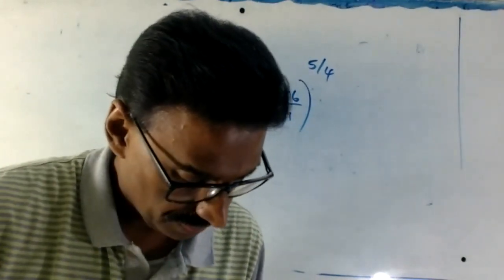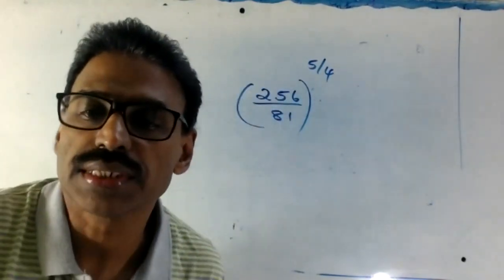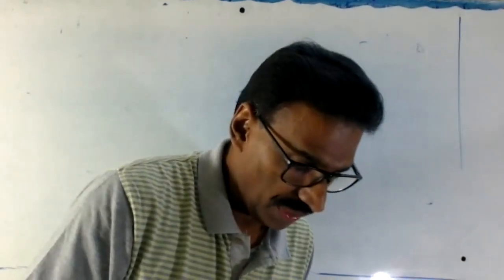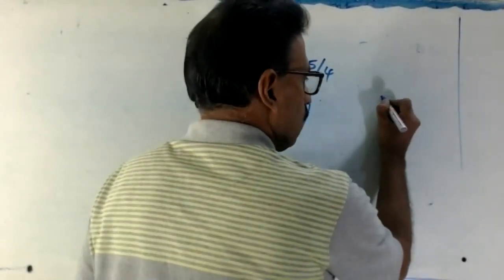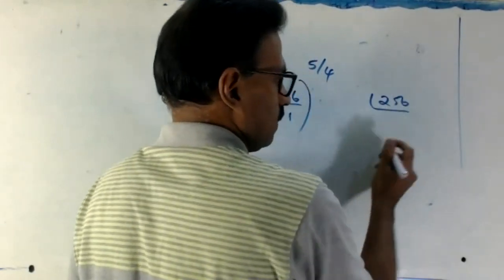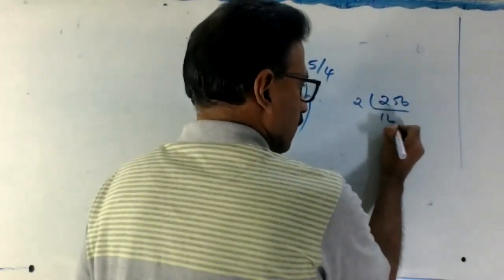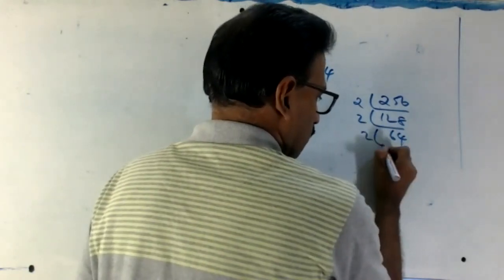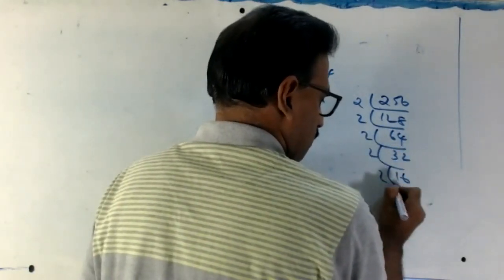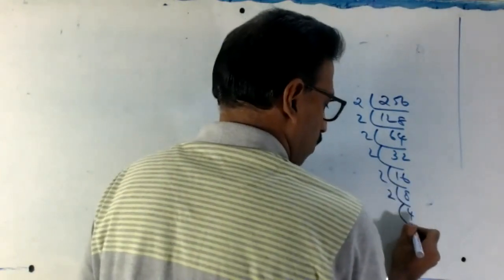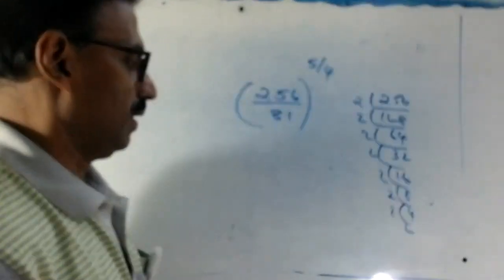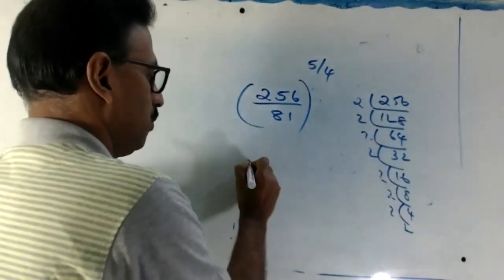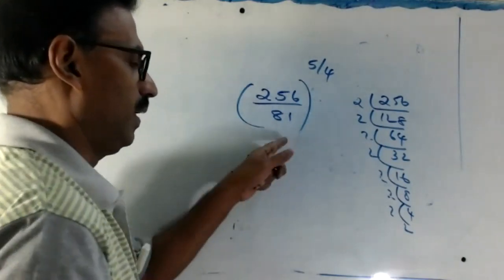Okay, finish. 256 divided by 81. If you are smart, we can find it. Look at here. 256: 2 times 128, 2 times 64, 2 times 32, 2 times 16, 2 times 8, 2 times 4, 2 times 2. How many 2s? 1, 2, 3, 4, 5, 6, 7, 8. So 2 raised to 8 divided by 81.